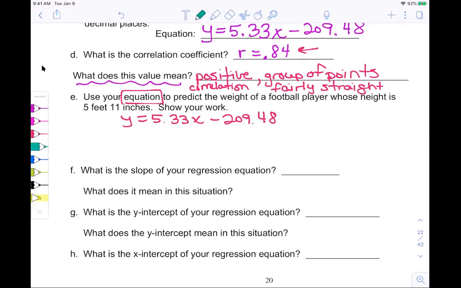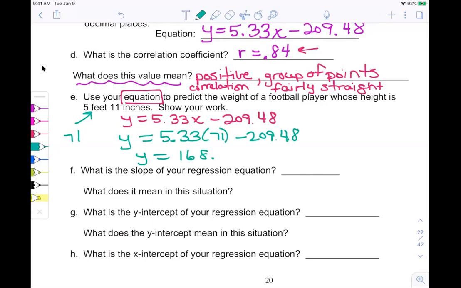Valerio, do you know what we should do with that 5 feet 11 in order to predict the weight of the football player? We should convert it into inches and then plug it into the equation. Awesome. How many inches would that be if you're 5'11"? 71. So he said convert it to inches and then plug it into the equation. That's our x value. Remember, the height is the x, the weight is the y. Were you able to do that, Valerio? It's 168.95. Awesome, thank you. Nice job.